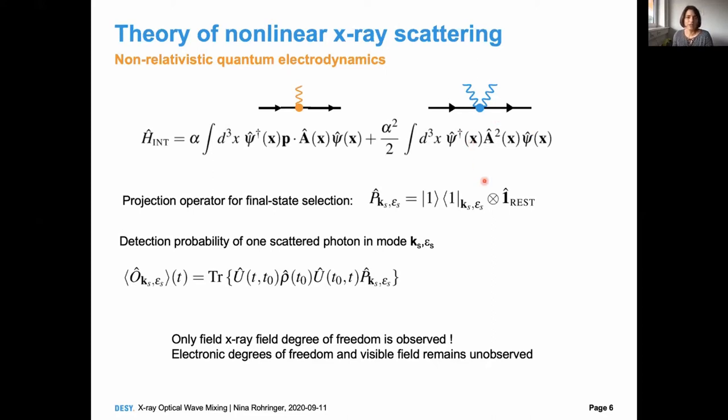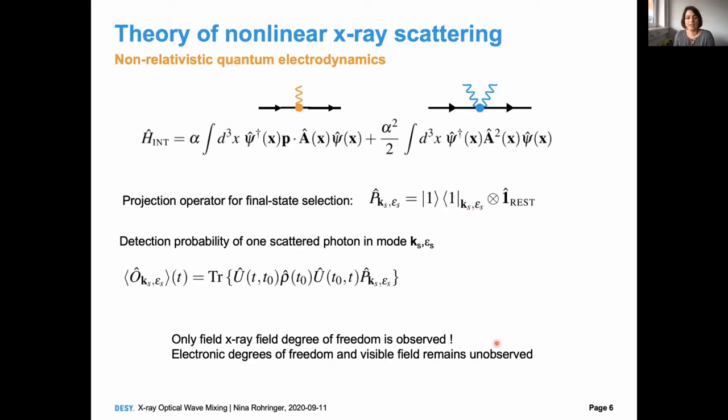As an observable, we go for the projection operator approach. So in the experiment, what we want to observe is one scattered photon within a specific mode of the radiation field, having a specific momentum and a specific polarization. And the rest of this scattering event remains unobserved in the experiment. And so we have this projection operator, and the quantum mechanical expectation value of this projection operator, which is just a trace of this operator with the time-dependent density matrix of the entire system, then gives you the observed yield or rate of observing a photon in this scattered mode.